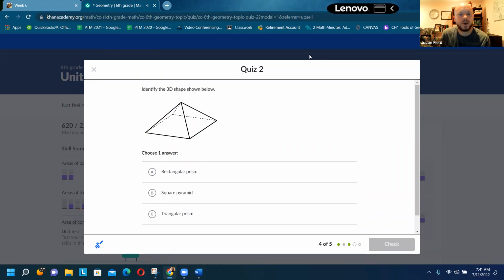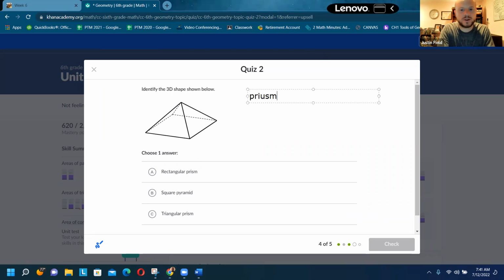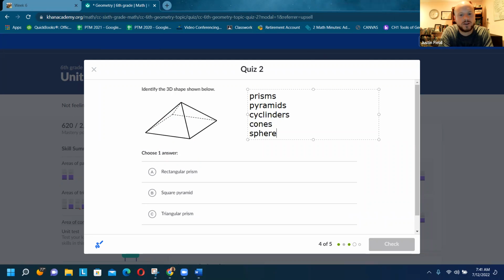Okay, we've got 3D shapes. What are the names of 3D shapes? We have prisms. We have pyramids. We have cylinders. We have cones. We have spheres. And we have truncated pyramids. I mean, just kidding. We have truncated all of it. Semicircles, hemispheres. You may have heard of hemispheres, right? But these are the 5 basic ones.